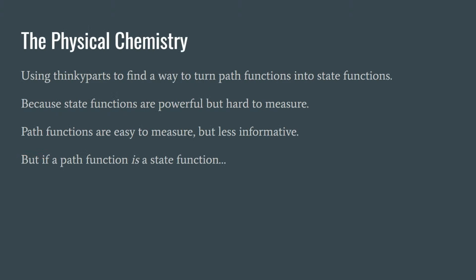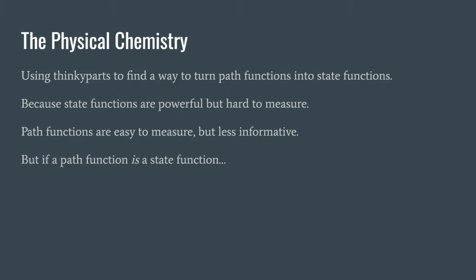So in physical chemistry, thermochemistry, we use our brains to try and find a way to turn path functions into state functions. Because state functions are powerful, but they can be hard to measure. Path functions are easier to measure, but they're less informative. And when I say they're easier to measure, I mean that usually it takes a simple setup. You can measure heat by measuring changes in temperature. You can measure work in various ways.